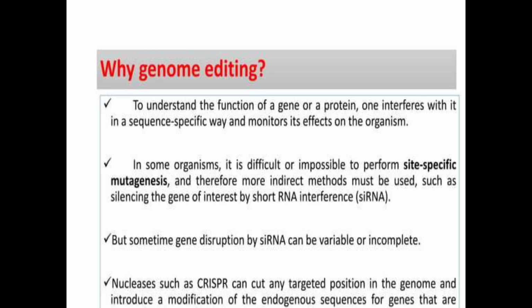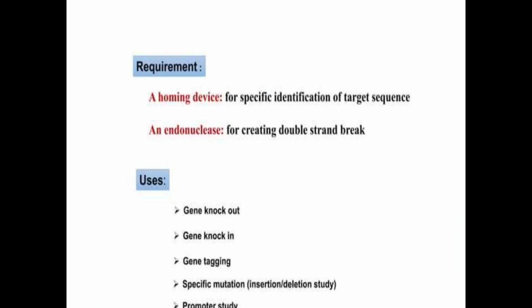Nucleases such as CRISPR can cut at any target position in the genome and introduce modification of the endogenous sequence of the gene. The requirement is a homing device for specific identification of the target sequence. We have to select the sequence first, then go for the endonuclease function that creates a double strand cut with the help of CRISPR technology.